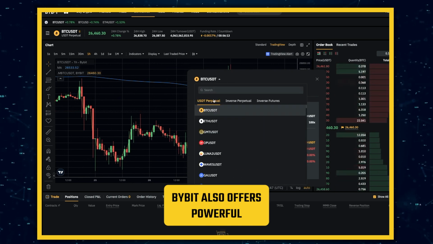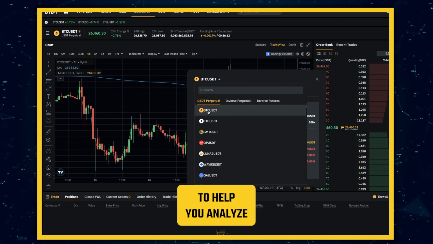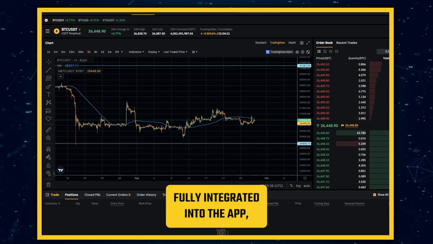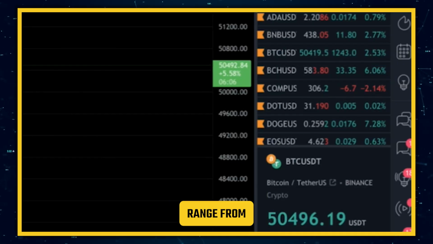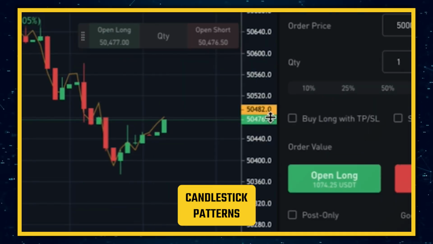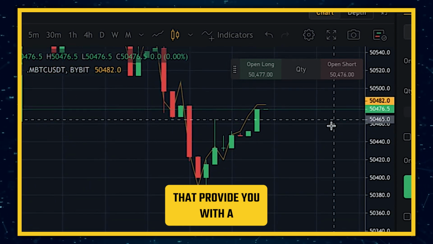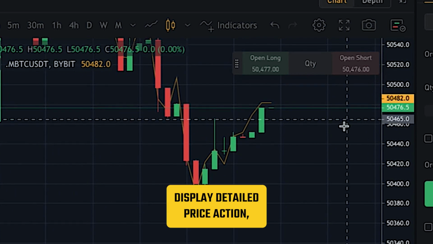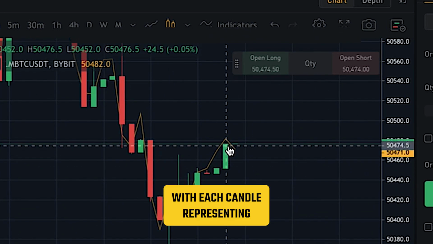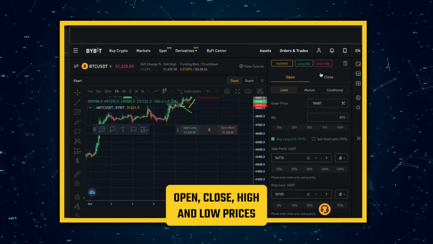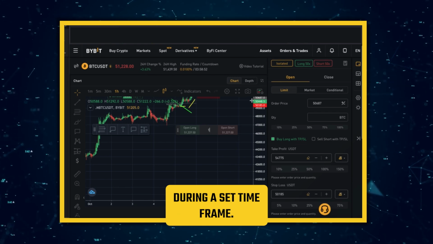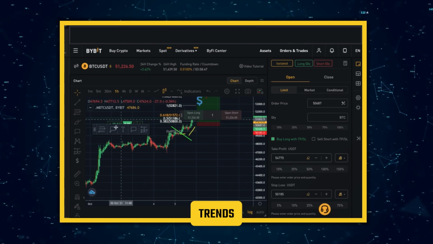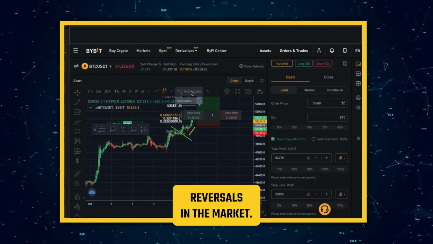Bybit also offers powerful charting tools that are designed to help you analyze market trends and enhance your trading decisions. Fully integrated into the app, these tools range from basic line charts to more intricate candlestick patterns that provide you with a comprehensive view of the market. Candlestick charts, for example, display detailed price action, with each candle representing open, close, high, and low prices during a set time frame. This format is particularly useful for identifying trends and potential reversals in the market.